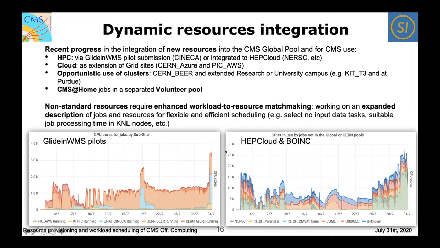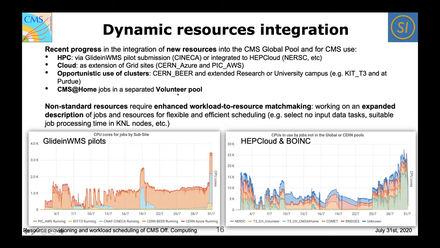So these two plots are showing basically all these components, how they are already providing resources. So you can see, for example, here, the main component, this CERN resource running, with CNAF Chineca also contributing with several peaks. And on this part, you have the cloud elements with several HPCs in the US, mostly NERSC, but also Comet and Bridges.